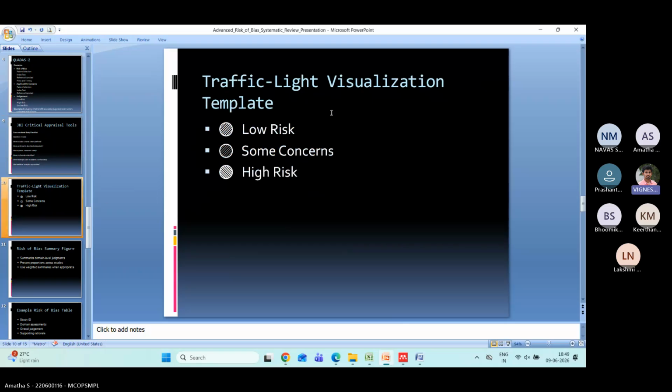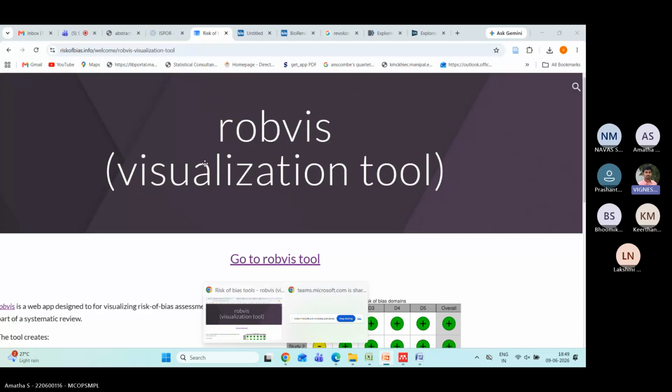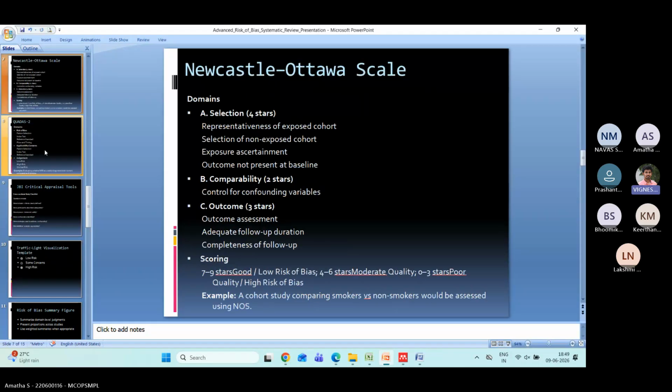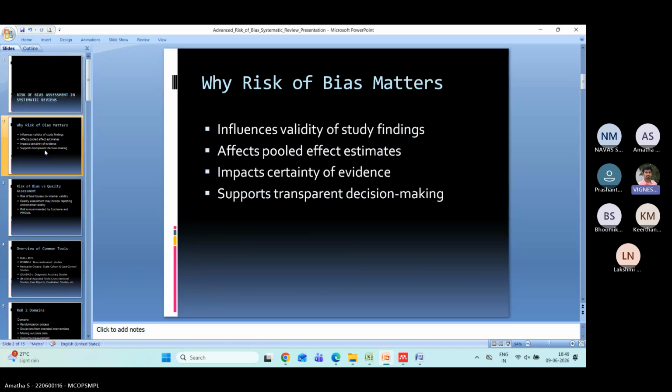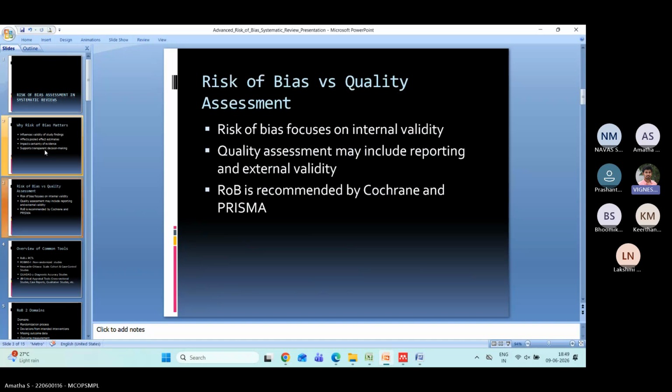Then traffic light visualization. Traffic light visualization is nothing but what I showed now. These are the main tools actually. So risk of bias is nothing but looking at the validity of the study reporting, how we did the screening and all. We have to look whether it is correct or not. So we are doing the risk of bias. So risk of bias versus quality: if risk of bias is low, the quality of your work is high. Just remember, risk of bias and quality are inversely related.